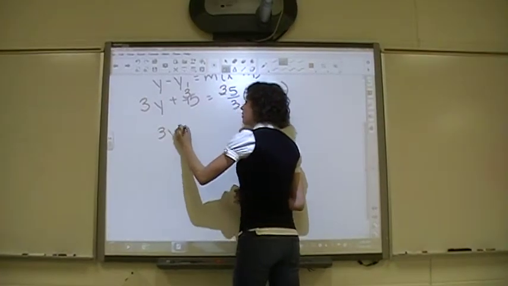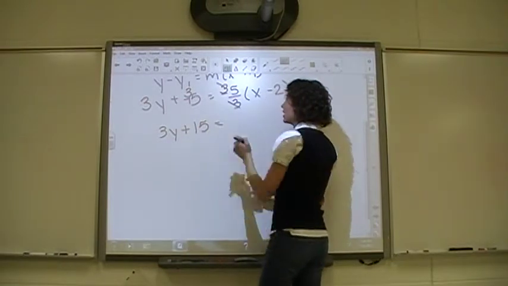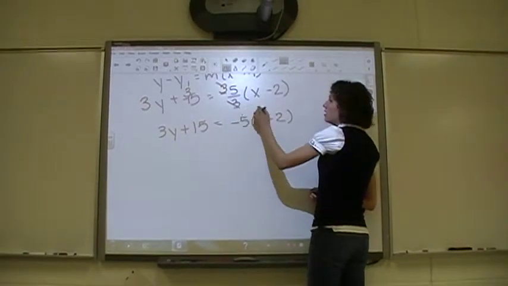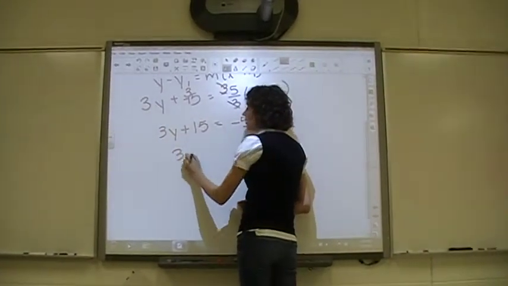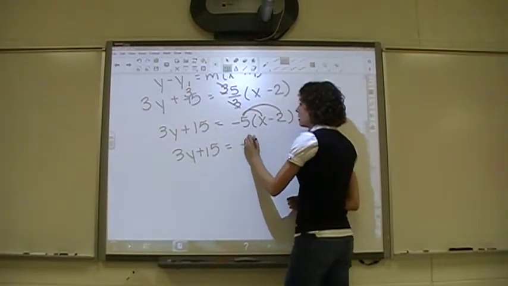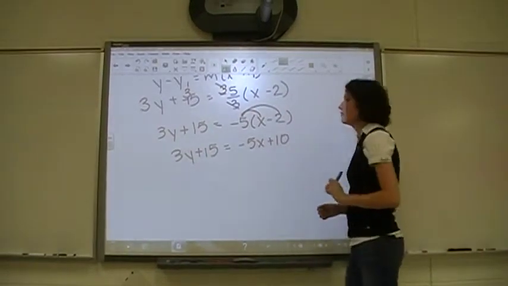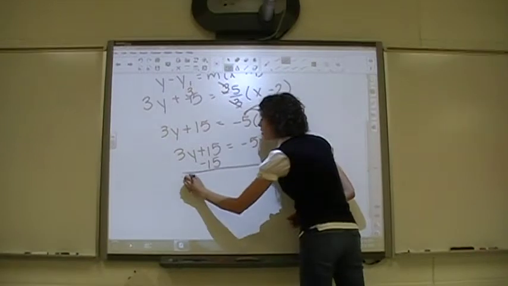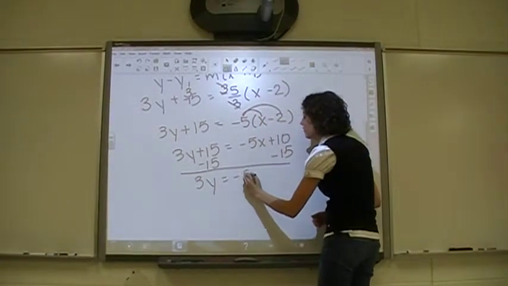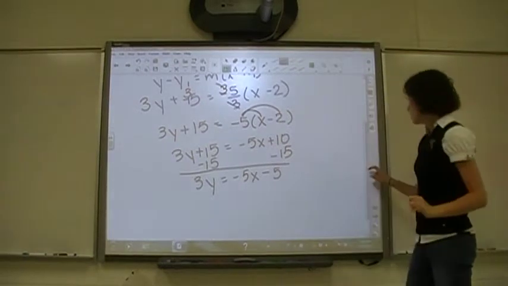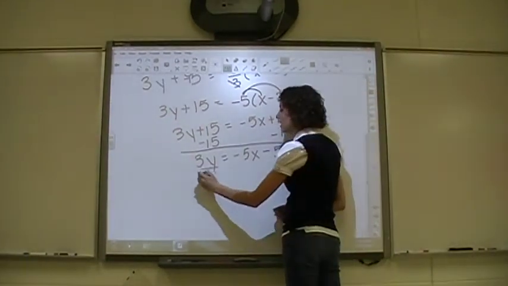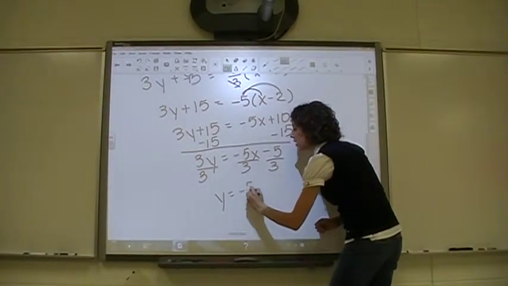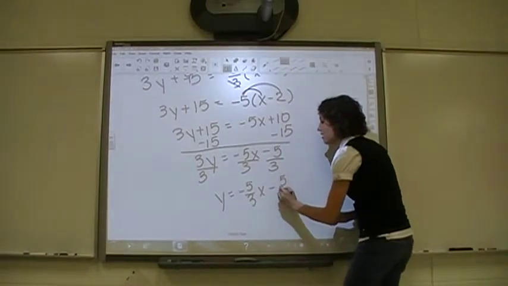3y plus 15 equals, these 3s cancel. Don't forget that negative sign. Negative 5 times (x minus 2). Distribute your negative 5. 3y plus 15 equals negative 5x plus 10. Then subtract 15 on both sides. 3y equals negative 5x minus 5. Then you want to divide every term by 3. And my final answer is y equals negative 5/3 x minus 5/3.